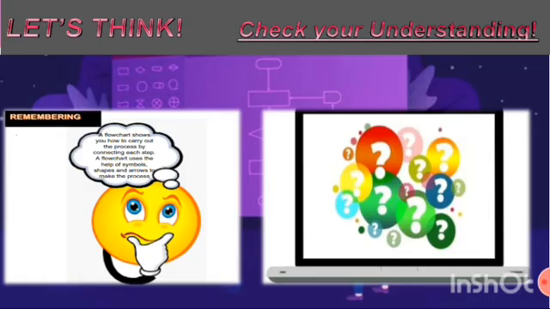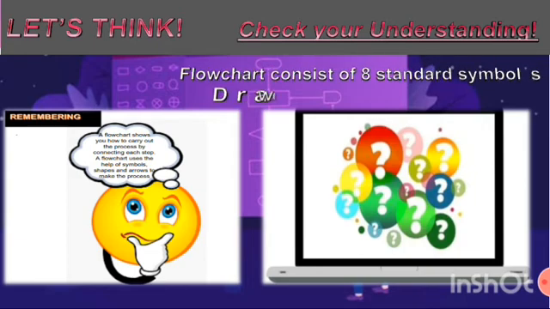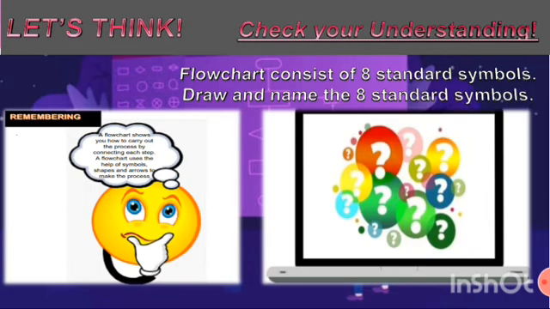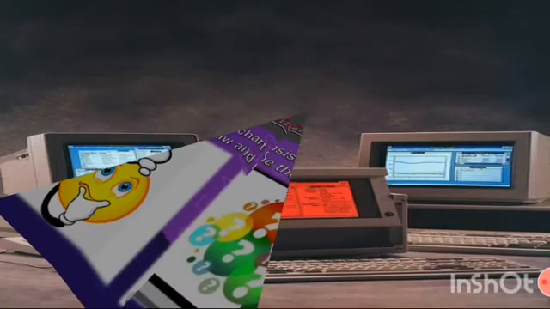Let's think! Remember, a flowchart shows you how to carry out the process by connecting each step. A flowchart uses the help of symbols, shapes, and arrows to make the process. It's time to check your understanding. Flowchart consists of 8 standard symbols. Now, draw and name the 8 standard symbols.